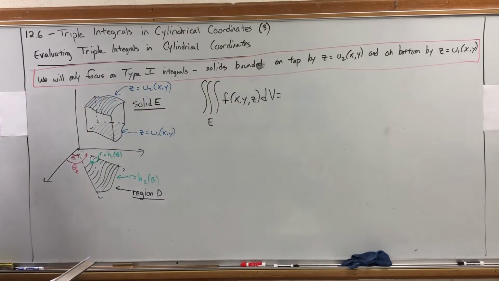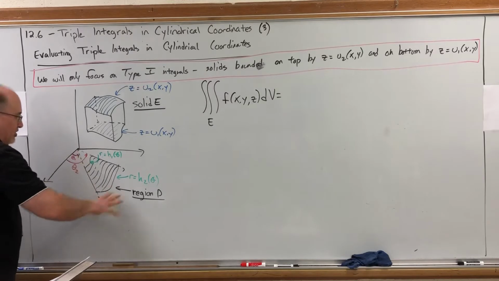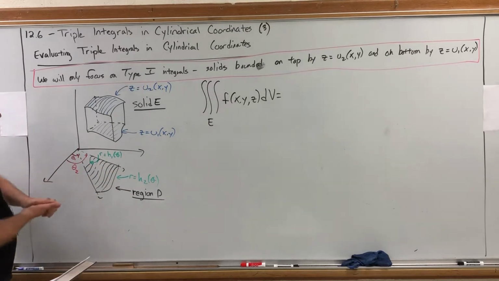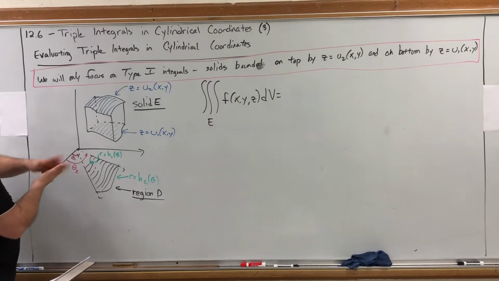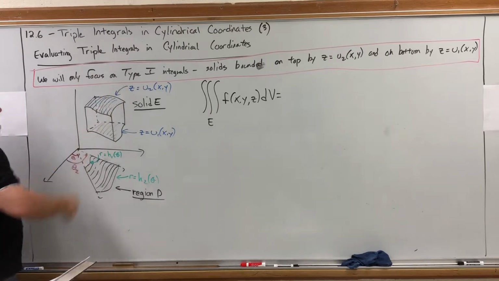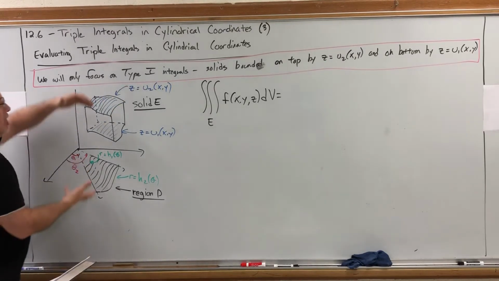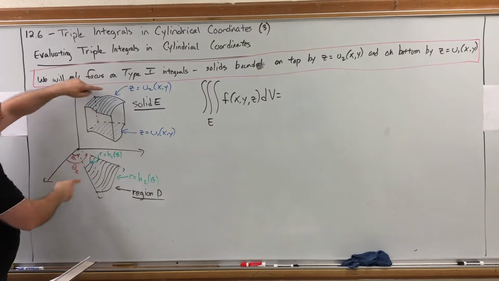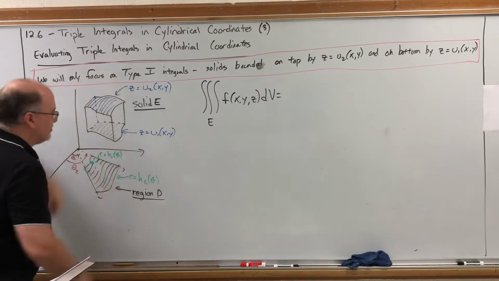Because we're only looking at polar coordinates in the xy plane, we're going to focus on what was called the type 1 solid, where the top and the bottom of the solid are bounded by functions of x and y.